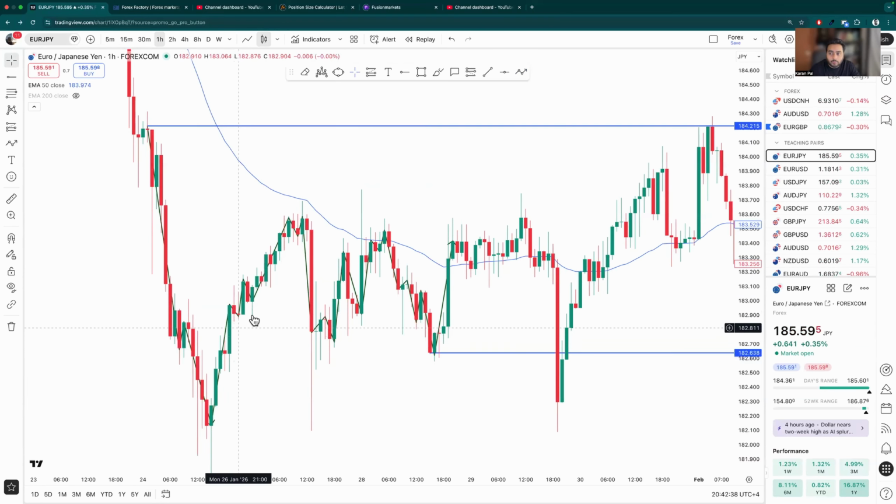Of course, this is some form of consolidation where in the higher time frame the market is moving within this zone, but it has been creating structures. The market is almost always in a trend.